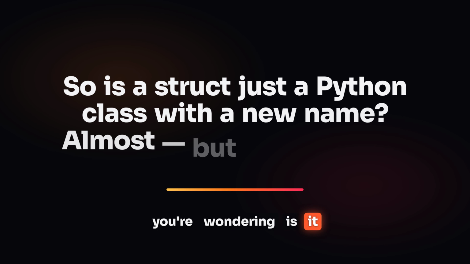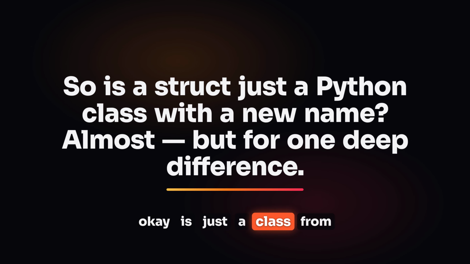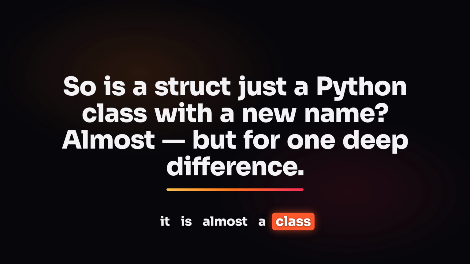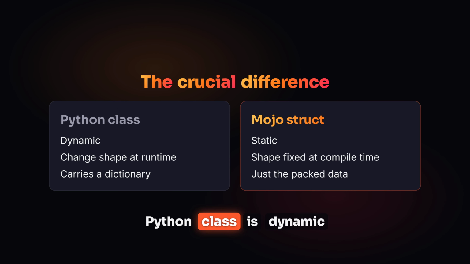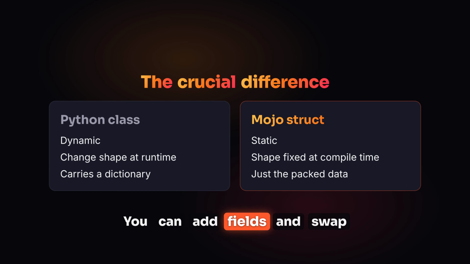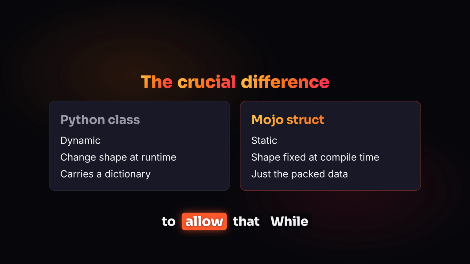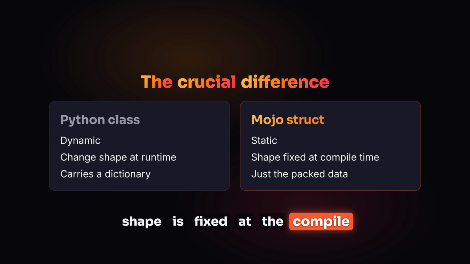Now, if you're coming from a Python background, you're wondering, is a struct just a class with a new name? You might be thinking, okay, it's just a class from the OOP concept. Actually, it is almost a class, but for one little deep difference. A Python class is dynamic. You can add fields and swap methods while the program runs, and it carries a dictionary to allow that. While a Mojo struct is always static. Its shape is fixed at compile time, and that's the source of its speed.